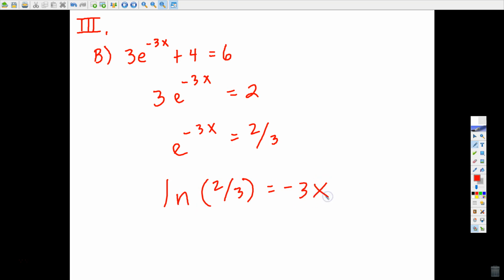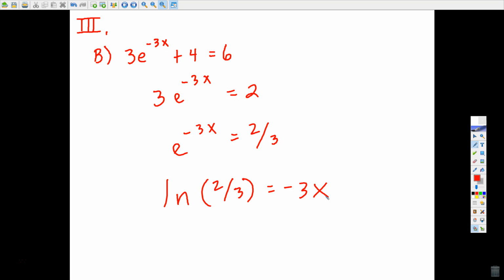Nice. Now at this point, you really don't have to write anything else down. I would just let your calculator do the work here. Natural log, 2/3, and then just hit enter. And that's a decimal. You do not have to write that decimal down. Just let it sit there.